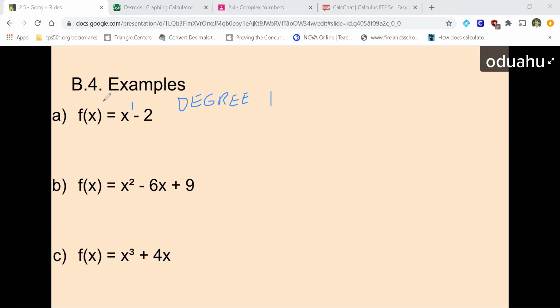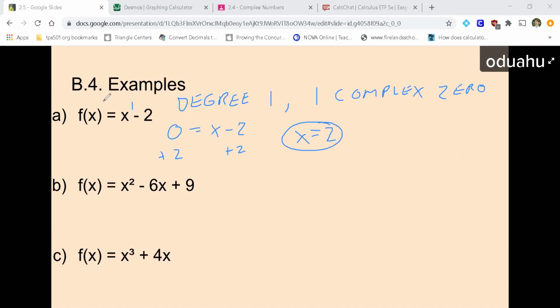So it has degree 1, which means it has 1 complex zero. And we can find out what that zero is. If we set this equal to 0, we get x is 2. So this has 1 complex zero. It happens to be a real zero, so this is also an x-intercept. Its degree is 1, it has 1 complex zero. That zero is x equals 2, which is also an x-intercept.